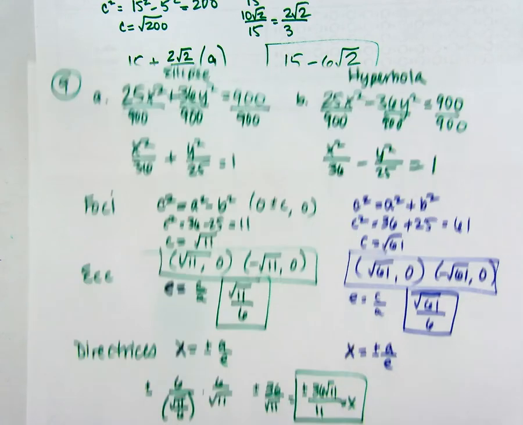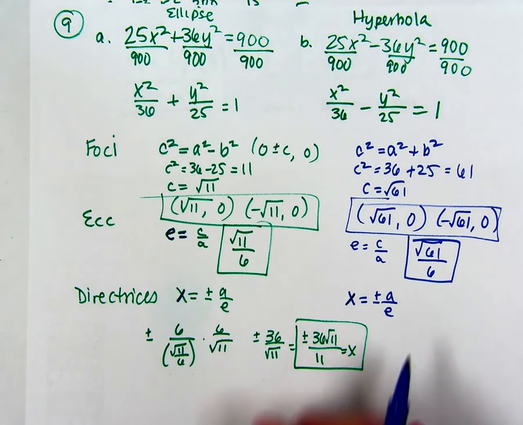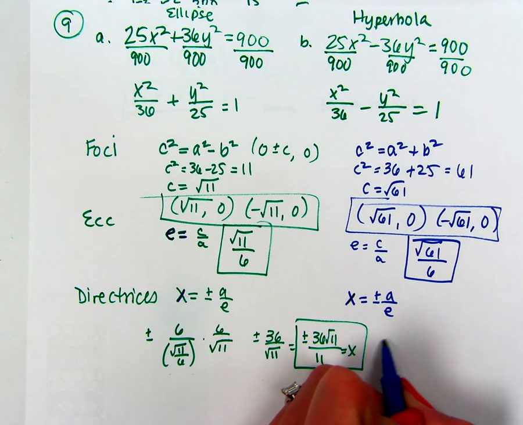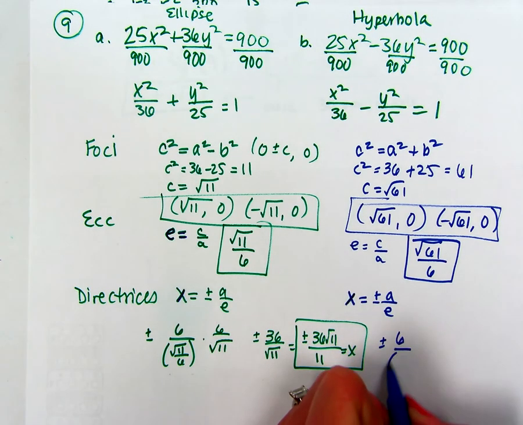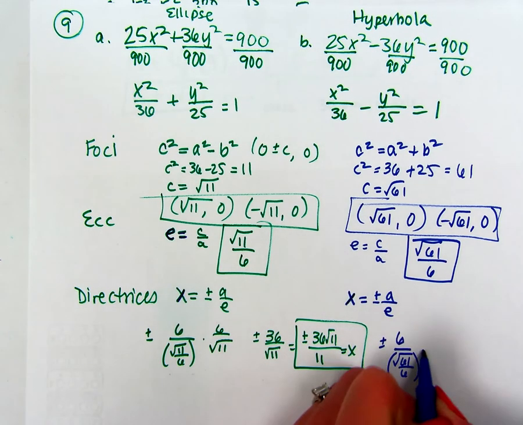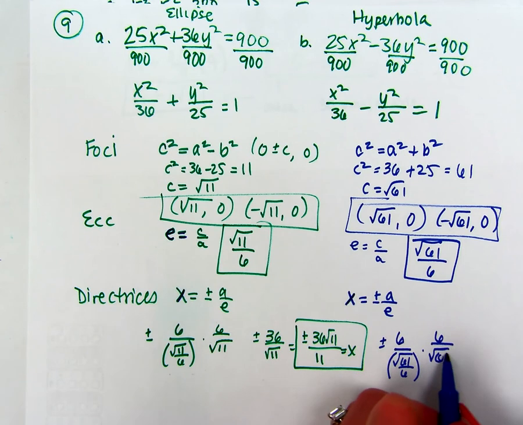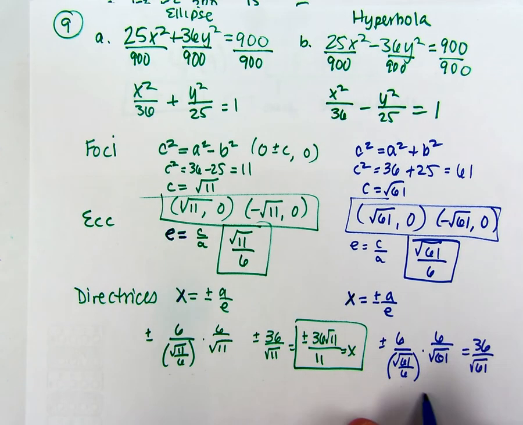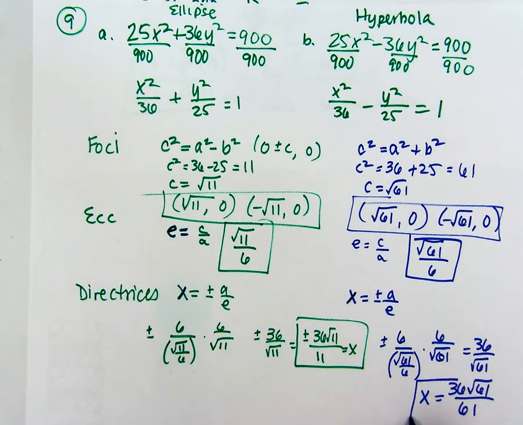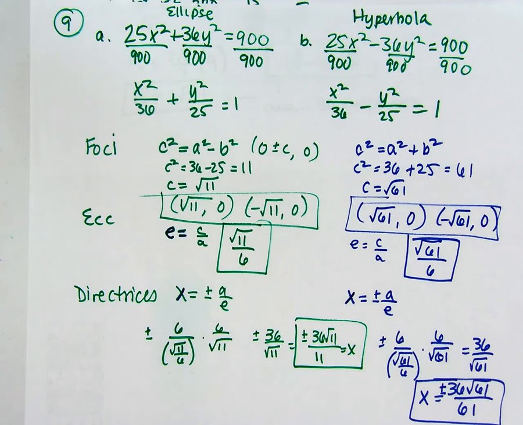Pretty much the same thing here, except it's plus or minus 6 is a, and e is root 61 over 6. So I'm going to multiply by the reciprocal. That's going to give me 36 over root 61. And if I rationalize it, I'm going to get 36 root 61 over 61. And that's x equals again. Now this should be plus or minus because there's 2 of those. And then we're all done for number 9.